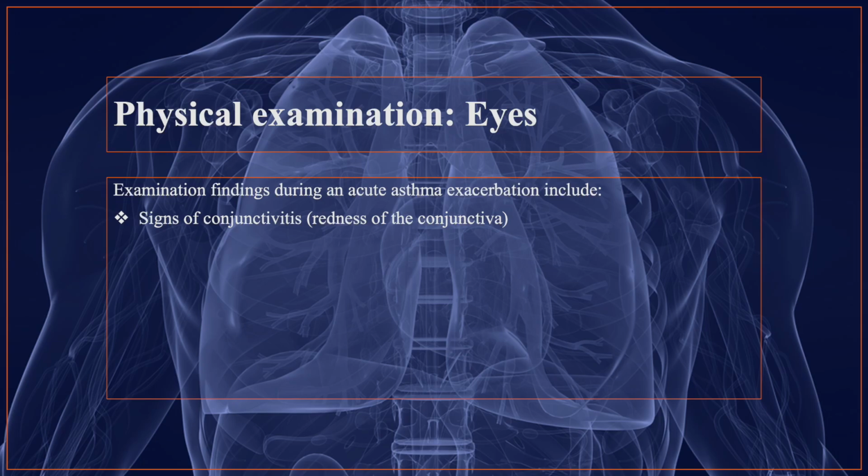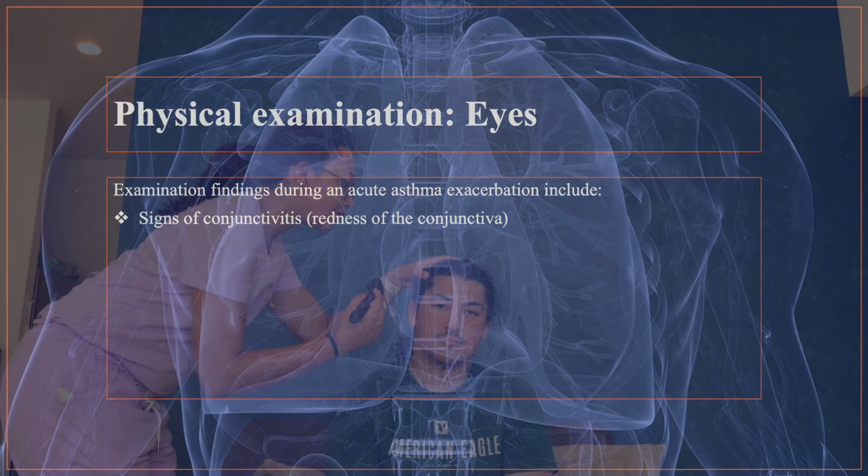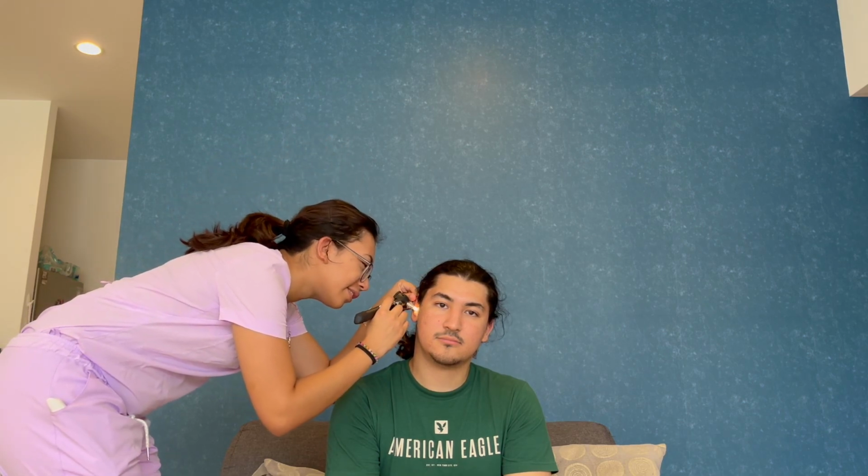During physical examination of the eyes, findings associated with an acute asthma exacerbation include signs of conjunctivitis, such as redness of the conjunctiva. Examine the ear and drum with an otoscope using the largest speculum and holding the otoscope at an upward angle.